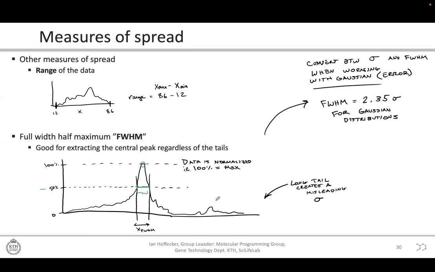But one consequence of this is that maybe we have another peak occurring out here. This will get completely ignored, right? Because we only have one maximum. And if there are other peaks in our distribution, we're paying attention only to the width between the half points of this peak.